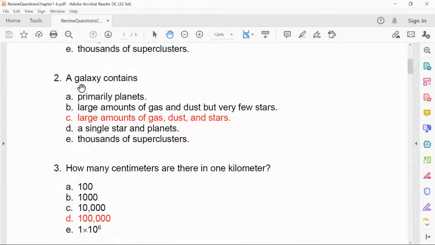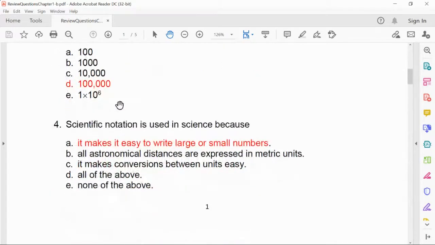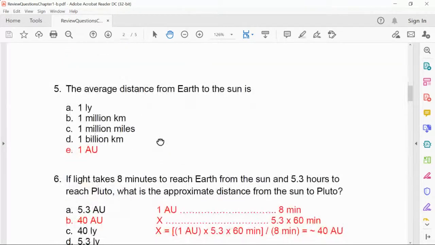The second one here: a galaxy contains a large amount of gas, dust, and stars. How many centimeters are there in 1 kilometer? You know, 1 kilometer contains 1,000 meters, and each meter contains 100 centimeters. So the answer here is 100,000 centimeters. Scientific notation, remember when we talked about the powers of 10, makes it easy to write large or small numbers.